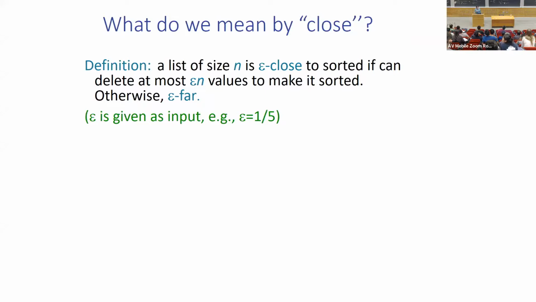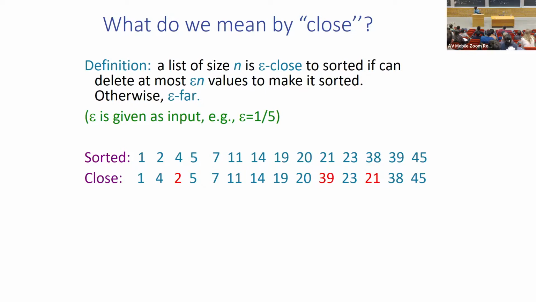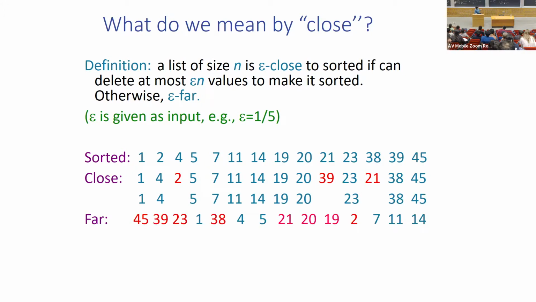And what do we mean by close to sorted? We're going to say a list of size n is epsilon close to sorted if you can delete at most epsilon n values to make it sorted, otherwise it's epsilon far. So here, this input list is sorted. This one is close to sorted because if you delete 2, 39, and 21, the list is in sorted order. And this one is far from sorted because you have this decreasing sequence, so you can keep at most one of them. There's another decreasing sequence, and basically the biggest monotone sequence is that. So that's far.